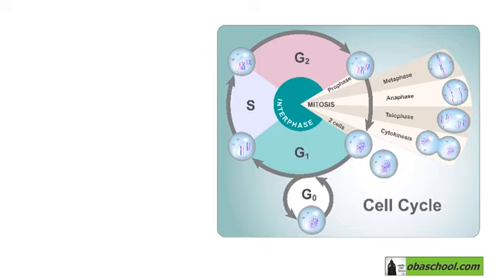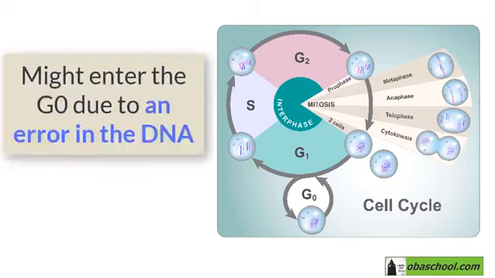Moreover, sometimes the DNA of the cell might be damaged. In this case, it will no longer be able to divide. So it enters the G0 phase to be arrested inside this phase.